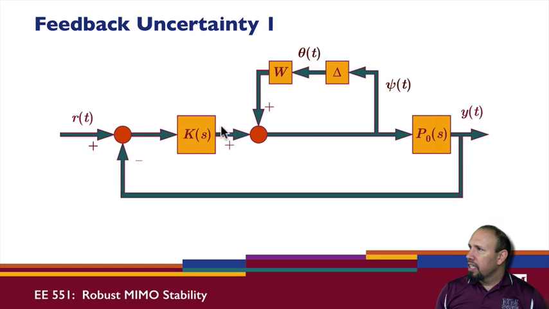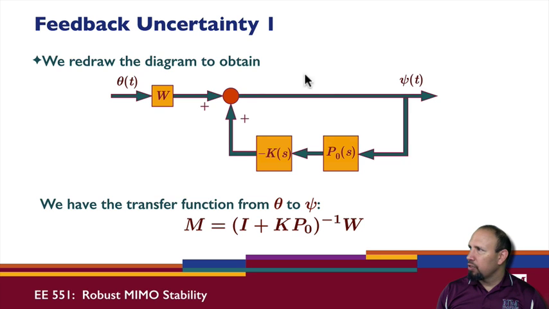Feedback uncertainty. So in this case, we have this kind of feedback uncertainty. So again, I consider this as my input, this is my output, I ignore this and that, and I can redraw it and I get this form. Okay, and this has this transfer function. So that's feedback uncertainty 1.